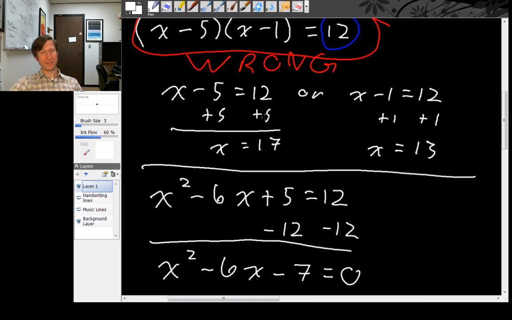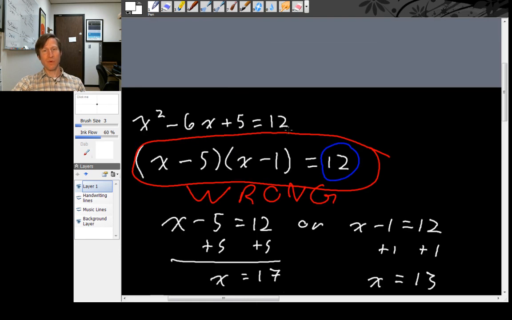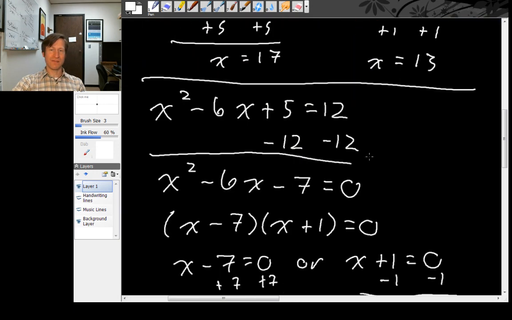So up here, this was a mistake. The moral of the story is if you're going to solve an equation by factoring, you have to make one side of the equation be 0. We started with 12 on one side of the equation. We had to get that 12 to the other side first, so that one side of the equation is 0. This right here is the critical step. You can't skip this.